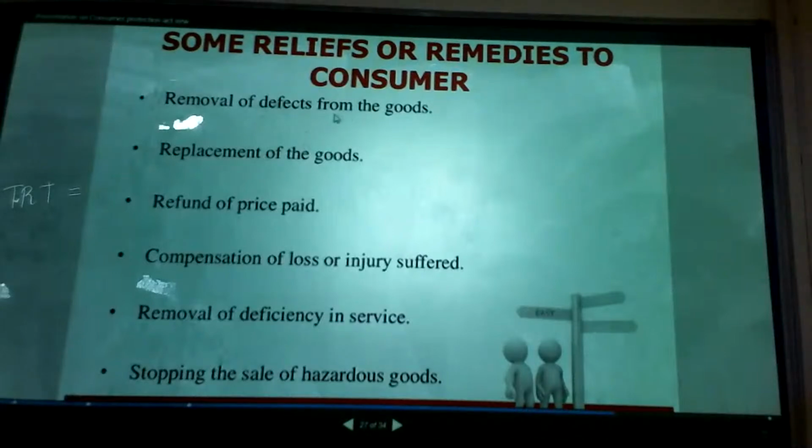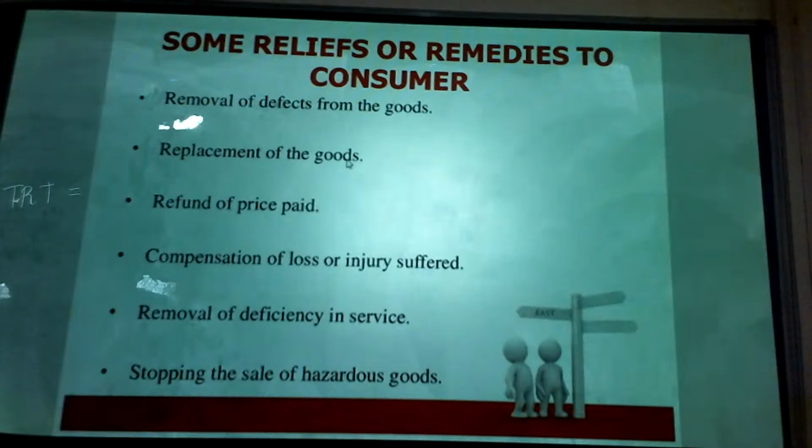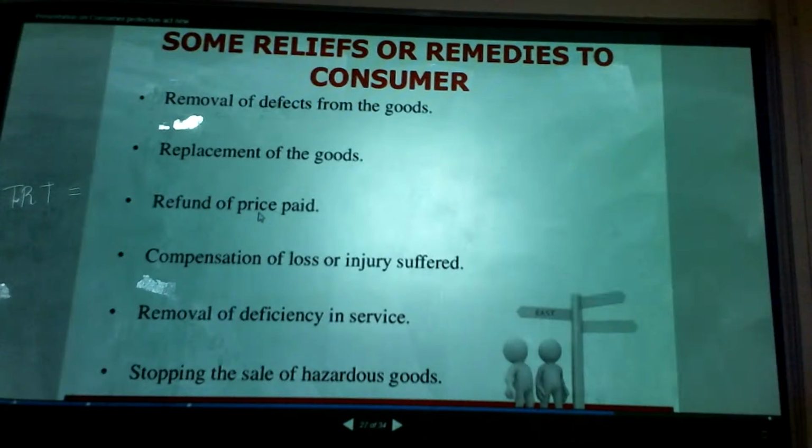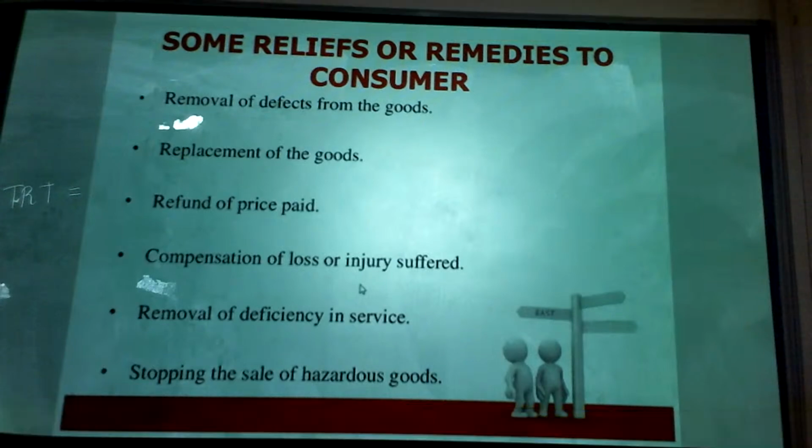Removal of defects from the goods. Ultimately, if you deliver defective goods, the defect must be removed. Second one is replacement of goods. Then there is compensation: in case of resale, whatever price you received, that amount you have to refund and repay. Next one is compensation for loss or injuries suffered. Suppose I use a different product and my health is spoiled and I am hospitalized. Sometimes you also have to pay the hospital bill and additional compensation. Based on the circumstances, on how people were injured and what they suffered, you have to pay the compensation to the consumer.